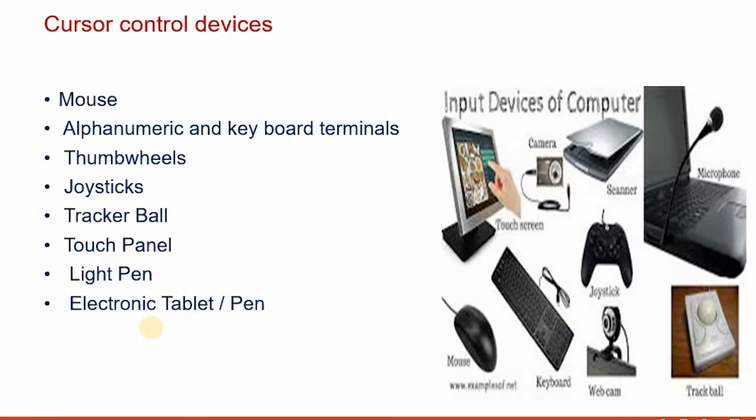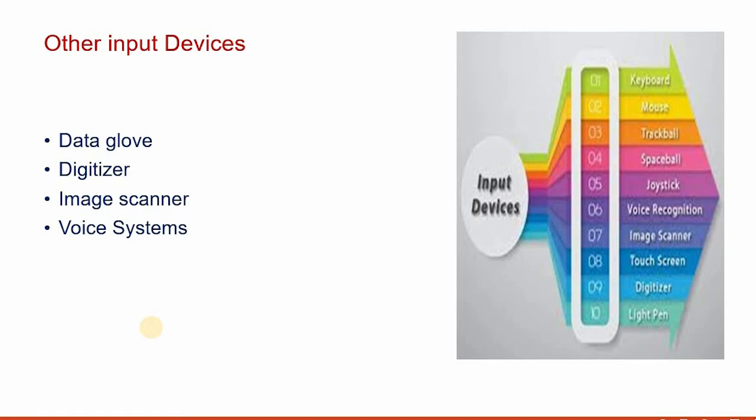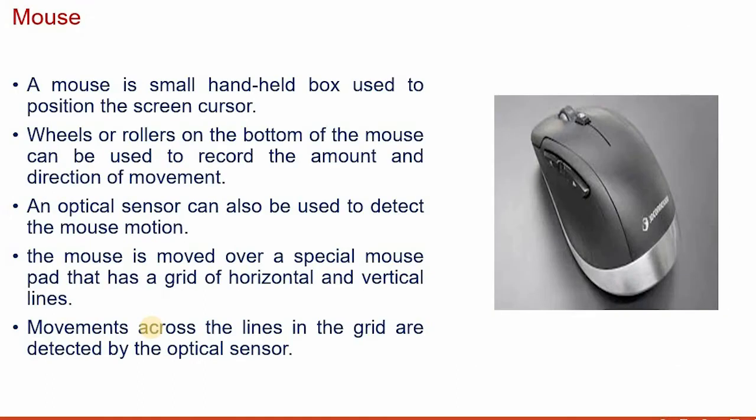There are various types of cursor control devices. There are various types of input devices, such as mouse, alphanumeric keyboard terminals, thumb wheel, joysticks, track ball, touch panel, light pen, electronic tablet or electronic pen. Some other special input devices are data glove, digitizer, image scanner and voice systems. Now we are going to discuss the input devices one by one.